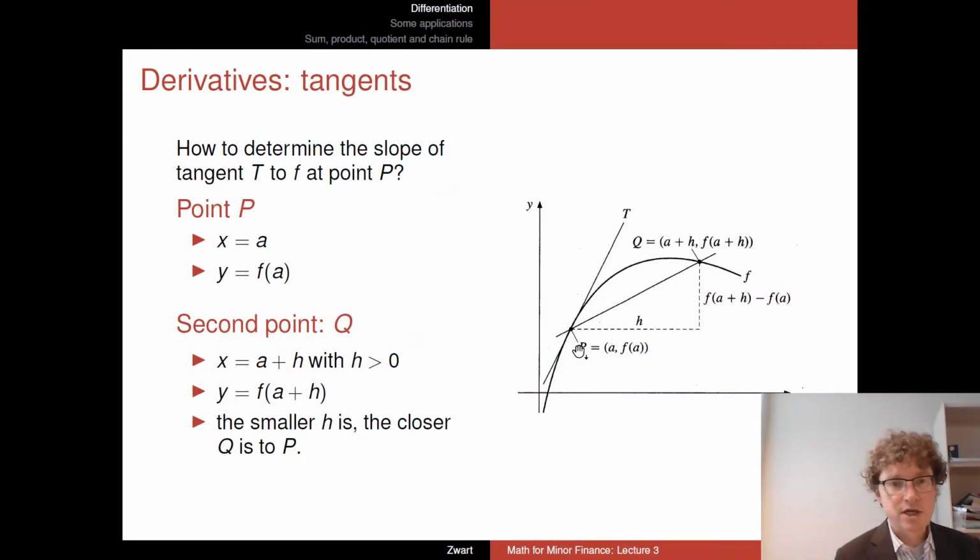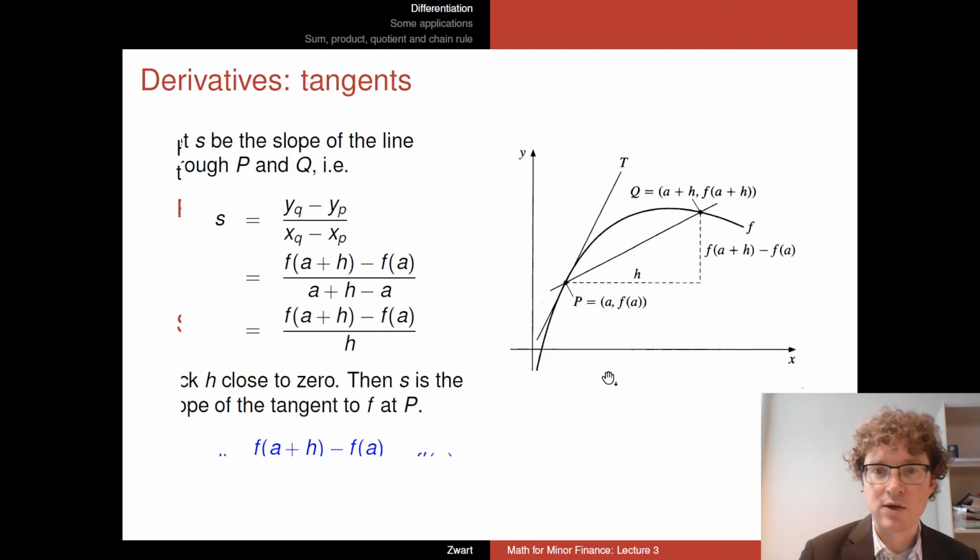So we are on the slide. Again, we had the points P and Q. I could compute the slope of this line connecting P and Q. I know the horizontal direction is just h. The vertical movement is f of a plus h, which is the y-coordinate for Q, minus f of a, which is the y-coordinate for P. So I can actually compute the slope of that particular line connecting P and Q.